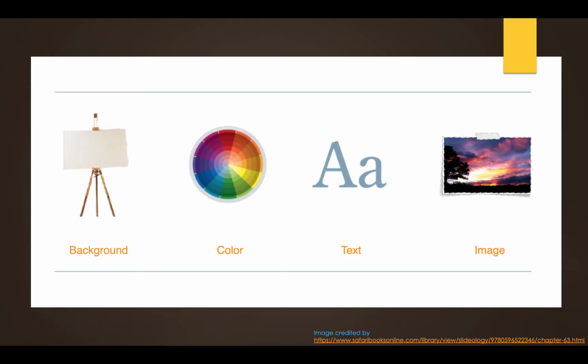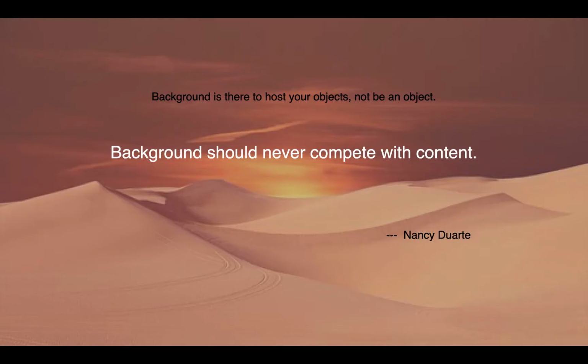After we finish arranging elements, now we come to the visual elements. What visual elements do we have to arrange on a PowerPoint slide? They're background, color, text, and image. Because our second instructional video already talked about how to use image, this time we're going to focus on the first 3.